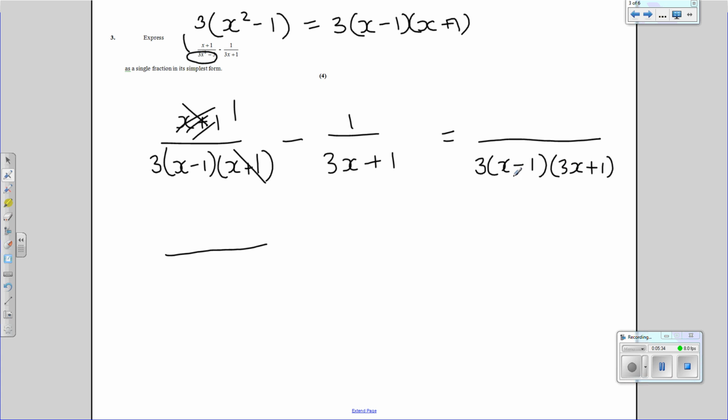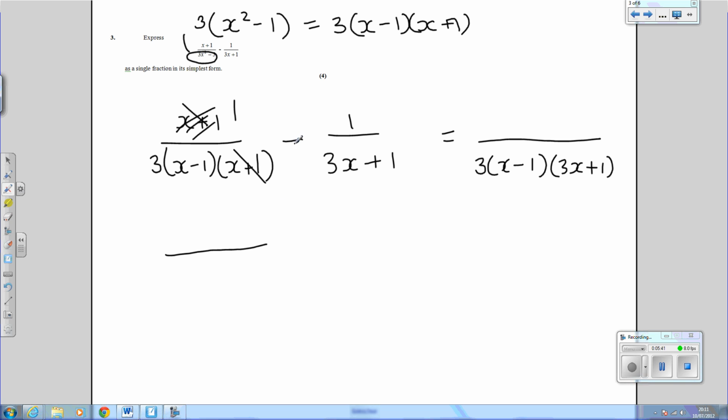That's the lowest common denominator. We need that and that. Now, I'm going to change colour. I wouldn't advise you do it in an exam, but just so you can see where the bits are coming from. We need to change these fractions so that they're both over this common denominator.